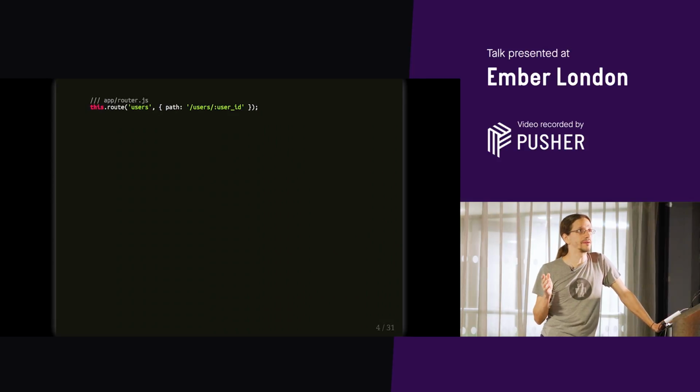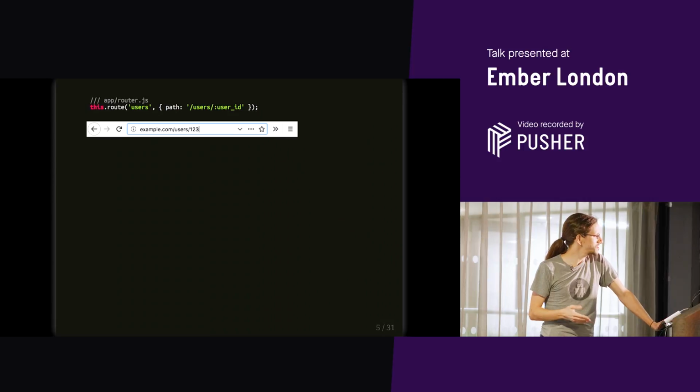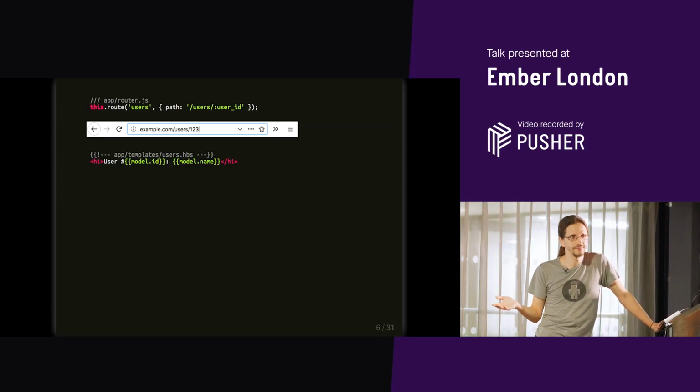imagine that you have a route such as this one, so it goes to /users/ and a parameter, right? So you will normally use it something like that. And you'll have a template like this one, where I'm just rendering the simplest thing I can think of with that model.